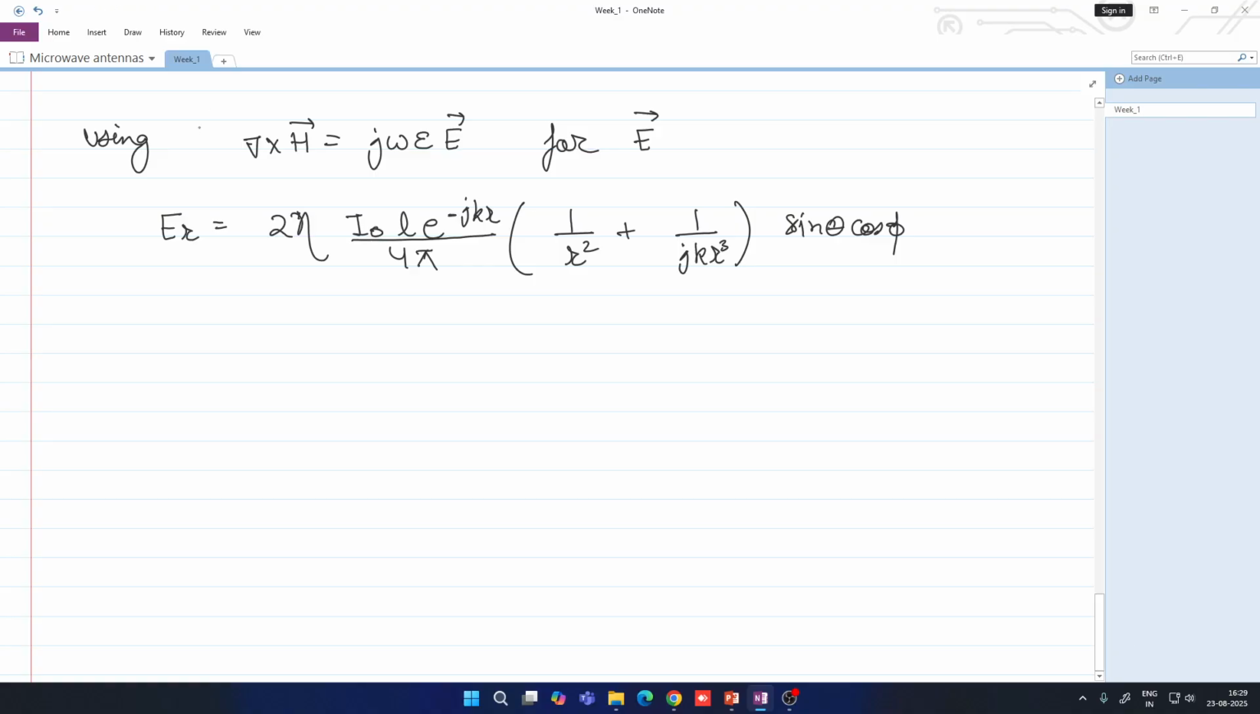So if you observe, this E r component is not 0 in the near field. Right now I am writing a general equation for the near field. Then E theta will be eta I naught L e to the power minus j k r divided by 4 pi into (j k by r plus 1 by r square minus j by k r cube) cos theta cos phi.